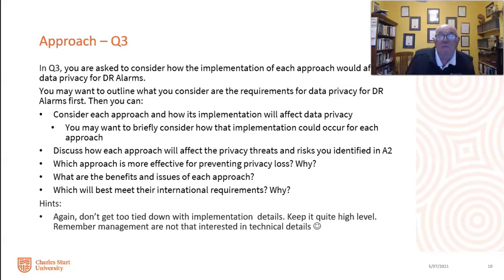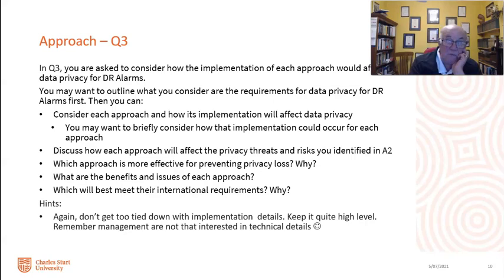Question 3, we're now doing the same thing, but now we're looking at the privacy side. So again, you might want to outline what you consider are the requirements for data privacy for DR alarms first. That might be, if you think that's a good way to approach it, it's certainly the way I would approach it, but your way may be different, and we all do things in a different manner. So consider each approach and how its implementation is going to affect data privacy. And again, you might want to briefly consider how that implementation could occur, but again, don't get too tied up in the implementation details. Discuss how each approach will affect the privacy threats and risks you identified in assignment 2.